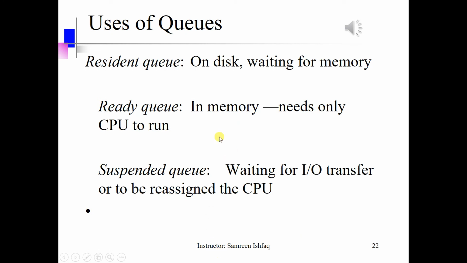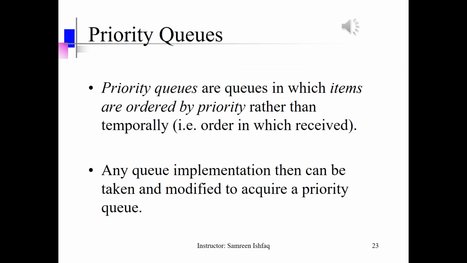Another most common example of queue is in CPU scheduling. Processor uses multiple queues. For example, resident queue when jobs are waiting on disk for the memory, or ready queue when a job only needs CPU to run and they wait in the ready queue. Suspend queue when a job is waiting for IO transfer or to be reassigned the CPU, that job will be maintained in the suspend queue.